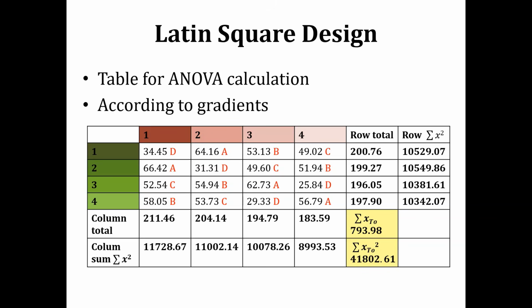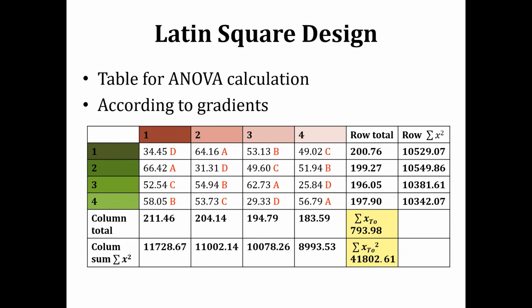They are according to the gradients. So they represent the gradients. The row totals represent the road gradient, and the column totals represent the river gradient. So column number 1, which has the sum of 211.46, represents the result of column number 1, which is the river gradient 1, and it has all the 4 gradients of road.